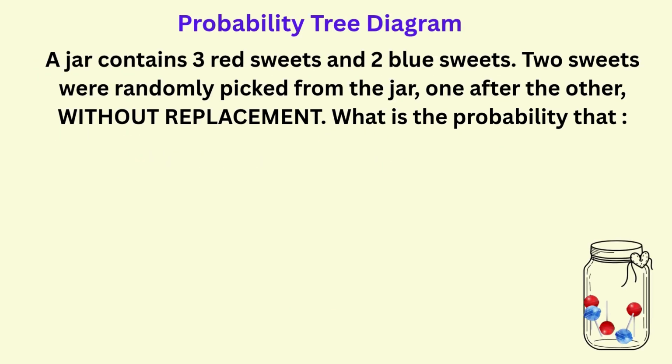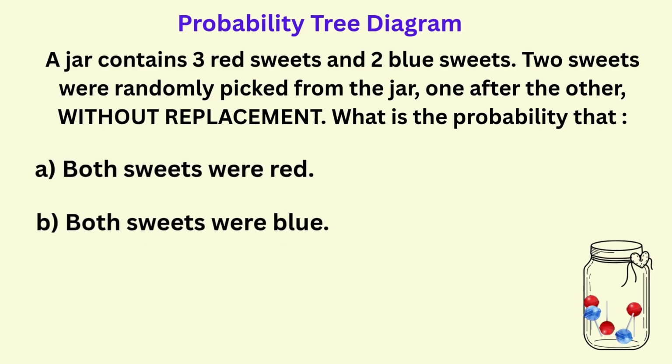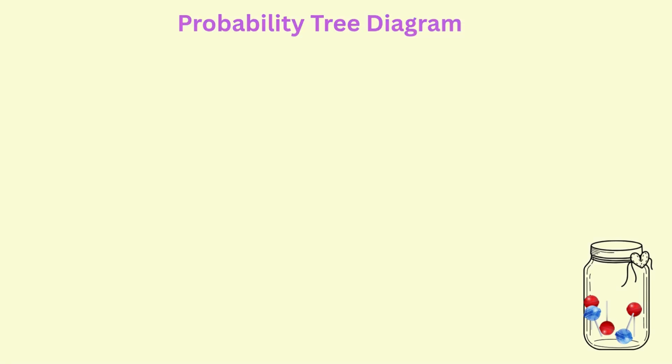A jar contains 3 red sweets and 2 blue sweets. 2 sweets were randomly picked from the jar, one after the other, without replacement. What is the probability that both sweets were red, both sweets were blue, the colors were different? Let's use a tree diagram to answer these questions.